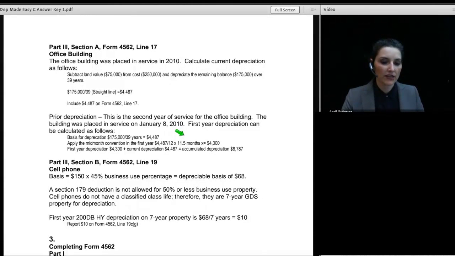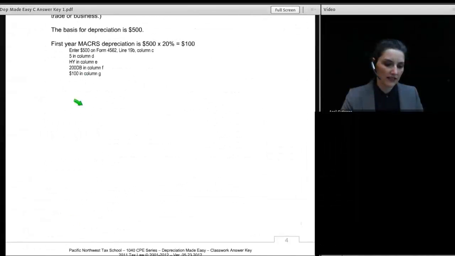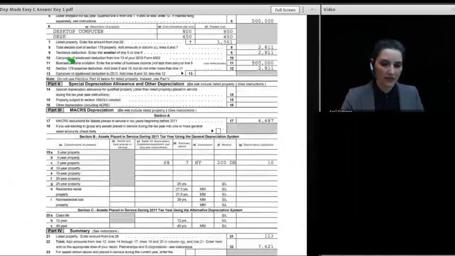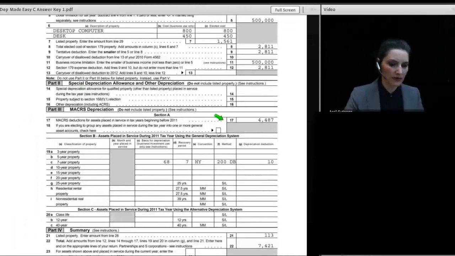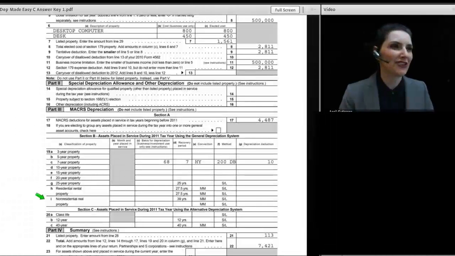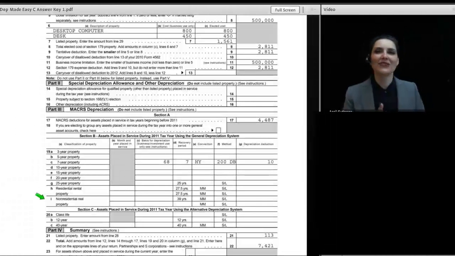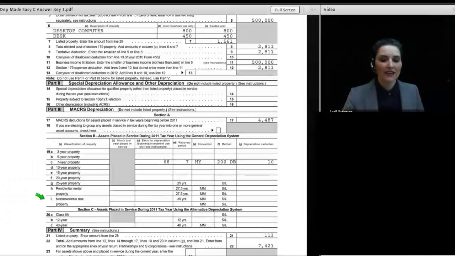So the number that we enter is 4,487, and that actually goes right here on line 17. I think earlier I told you the commercial property goes on line I. I was wrong because it was placed in service in an earlier year. It doesn't go on line I. It only goes on line I in the year you place it in service. Any depreciation for assets placed in service before the current year goes on line 17. So that's probably why some of you are confused.